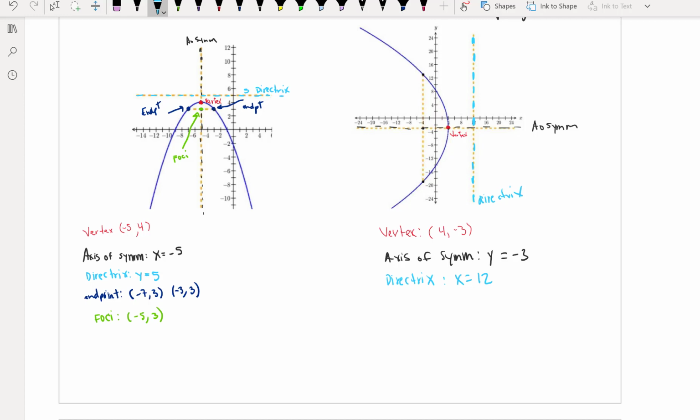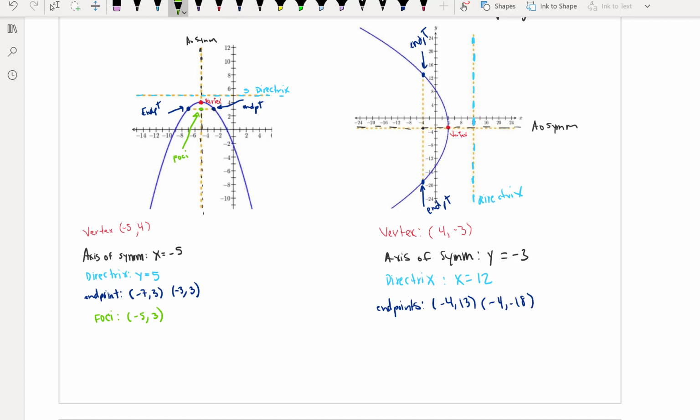So now maybe I want to focus on my endpoints. The endpoints are exactly on your parabola. So the endpoints for that would be (-4, 13) and (-4, -18). Okay, so those are going to be my endpoints.